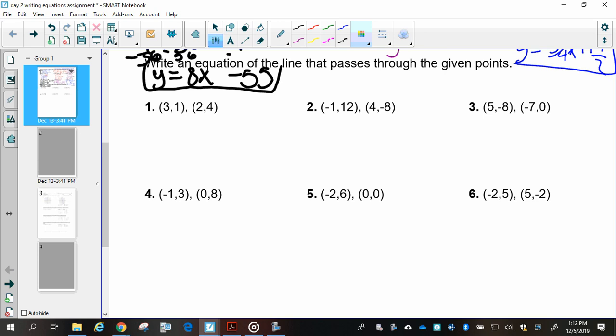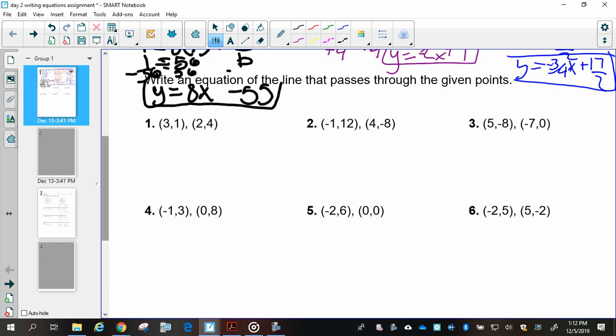On the bottom section, so the top section we had 1 point and we had the slope. So we had to find the y-intercept. Now we're not given the slope. So that means we have to find the slope and then find the y-intercept to find our equation. So there's more work in this one.